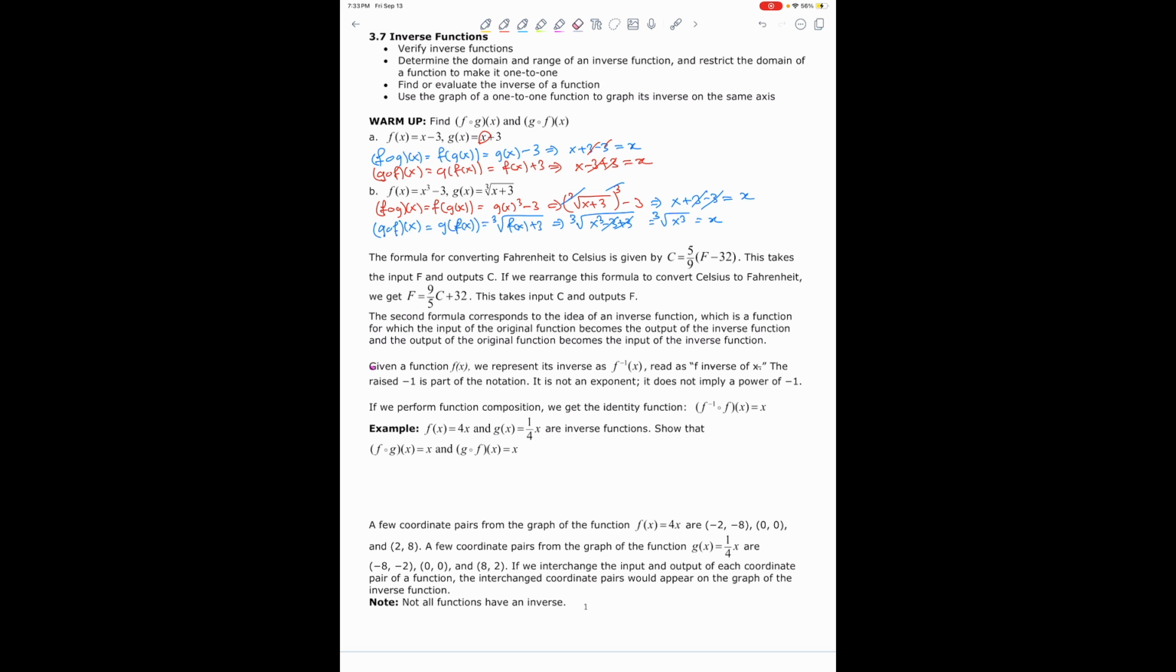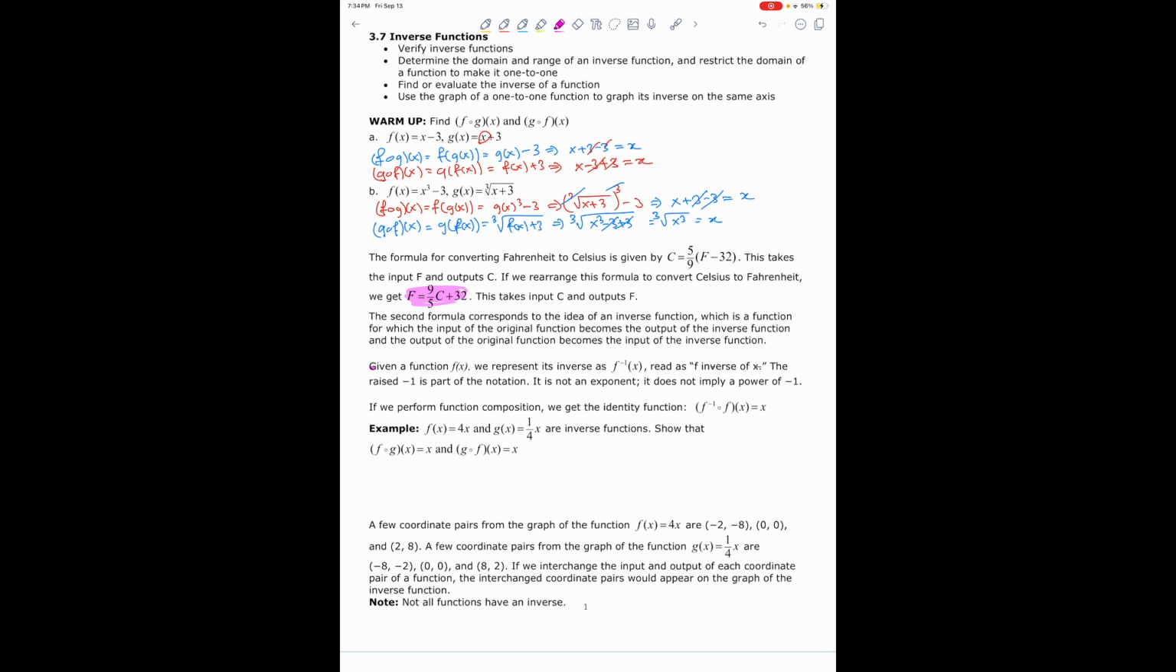This second formula right here is the one that corresponds to the idea of an inverse function, which is a function for which the input of the original function becomes the output of the inverse function, and the output of the original function becomes the input of the inverse function. In other words, it undoes what the original function does.